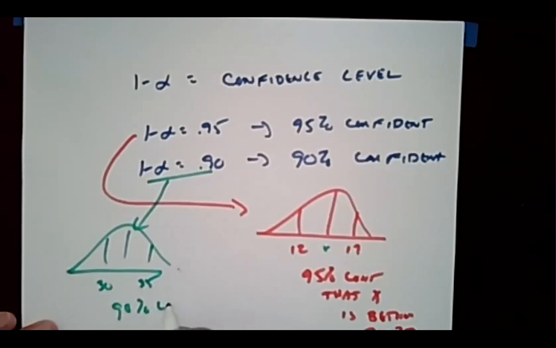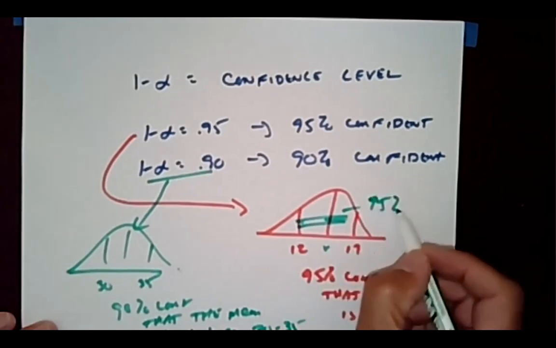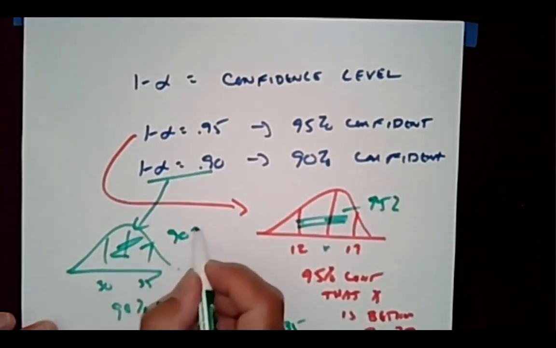90% confident that the mean is between 30 to 35. Again, this is just how you translate it. So this here is 95%. This here is 90%. That's what it means.